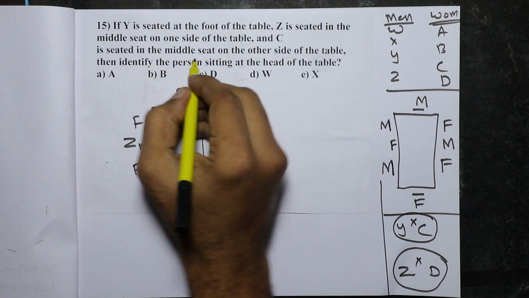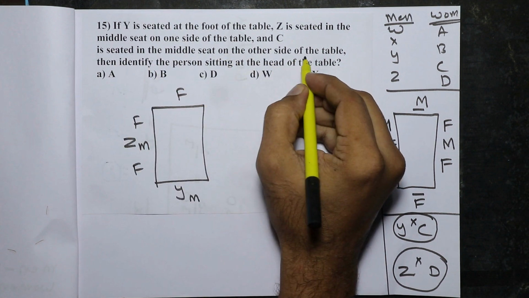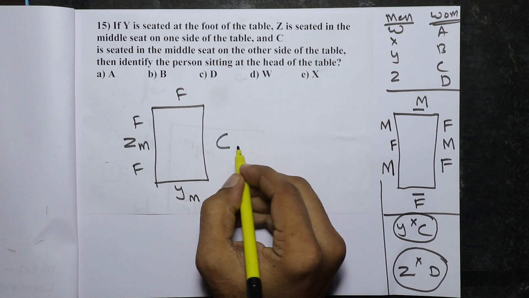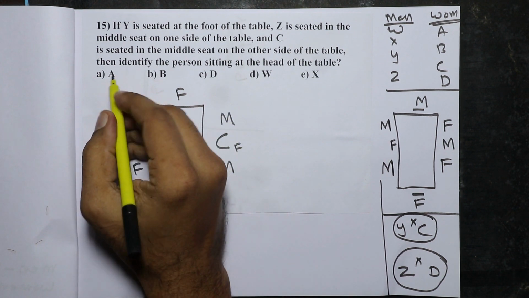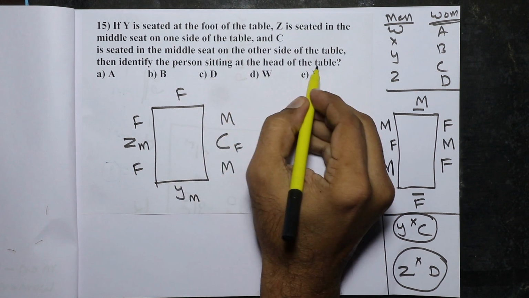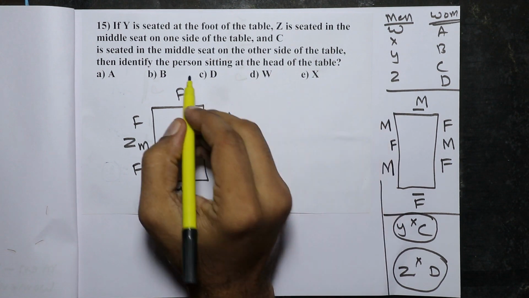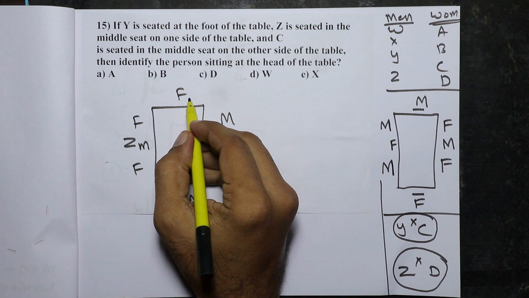And C is seated in the middle seat on the other side of the table. So you have C here, C is female, so you have male here and male here. Then identify the person sitting at the head of the table. Now sitting at the head of the table has to be a female.